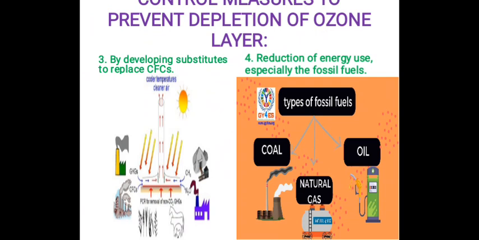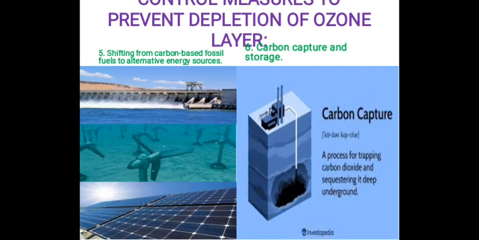Control measures for the prevention of depletion of the ozone layer. The third one is by developing substitutes to replace chlorofluorocarbon. The fourth one is reduction of energy use, especially the fossil fuels such as coal, natural gas, and oil. The fifth one is shifting from carbon-based fossil fuel to alternative energy sources like the tidal water, the tides, and solar panels.